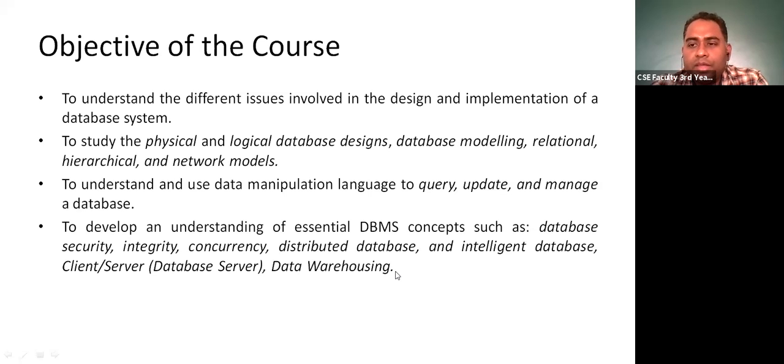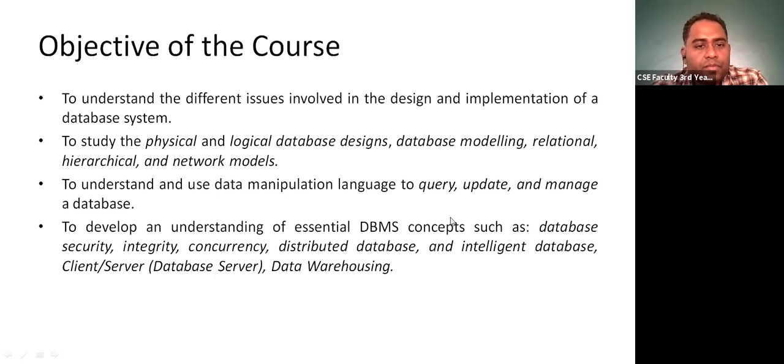What is the meaning of data warehousing? It is a repository where we store all the legacy data. Legacy data means the historical data. So these are the objectives. After you finish this course, you will be learning about all these things, and all these things will be clear to you.